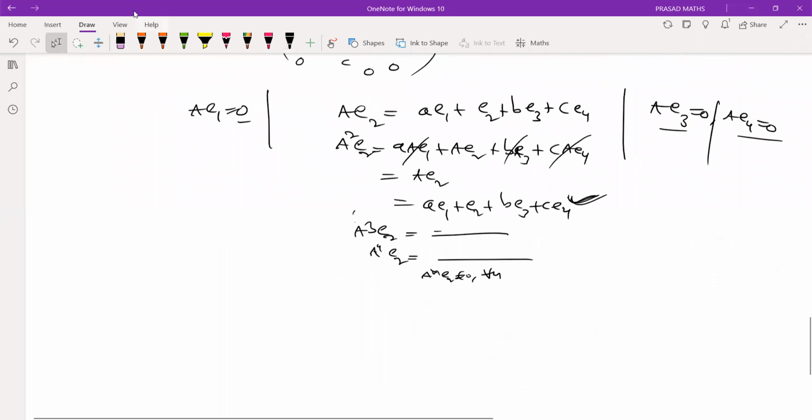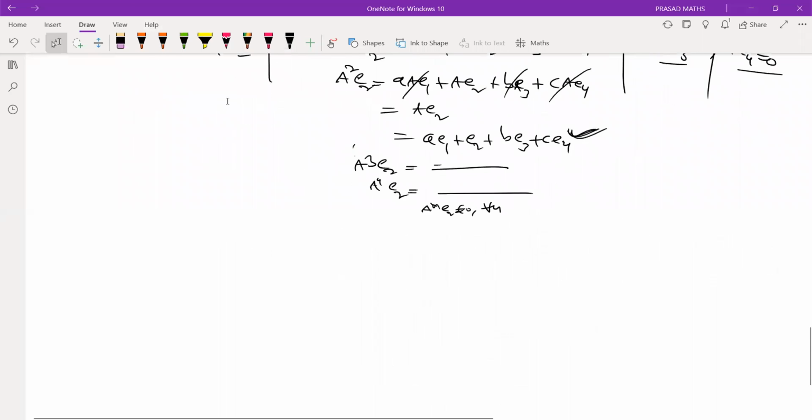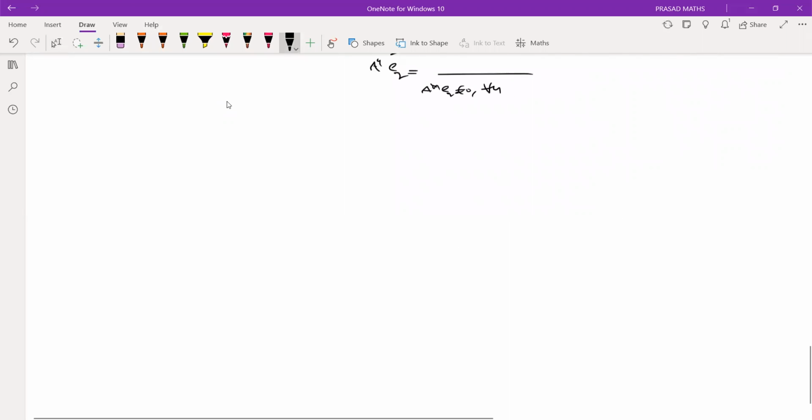Next, suppose, again on algebraic properties, that A and B are nilpotent. The question is, does it mean that A plus B is nilpotent?